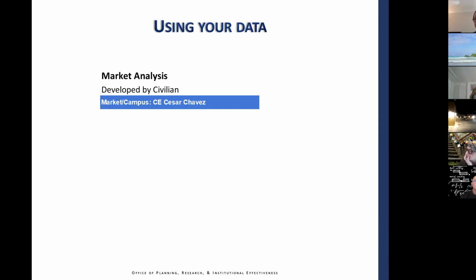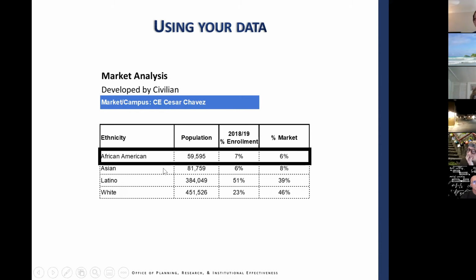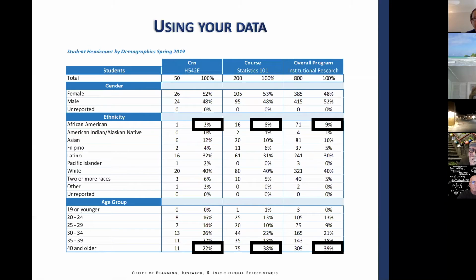Now I am going back to the PowerPoint. So again, we found that the African American population represents 6%. So again, 2% versus 6% for me sounds like something is going on. Okay. Now I'm going back to the other example.